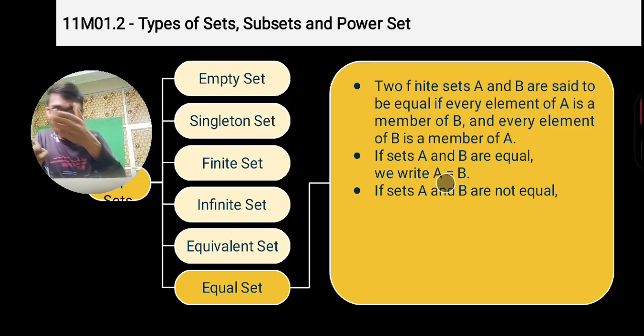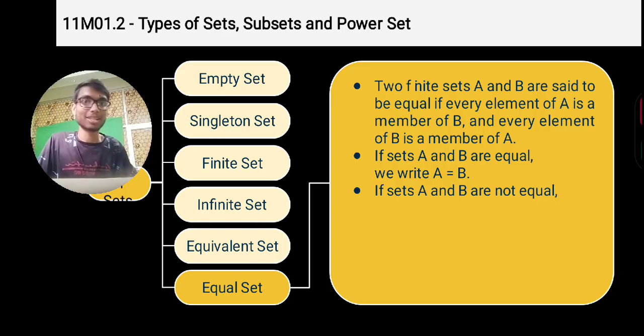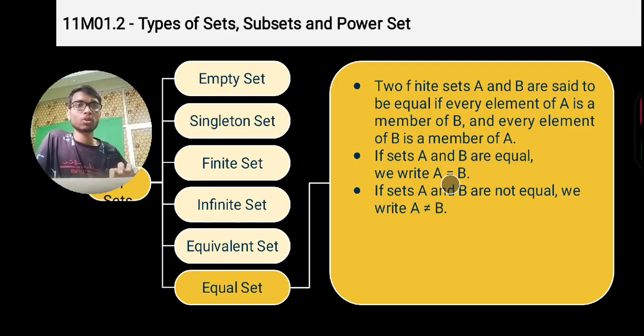Here we are saying that elements in a set are not the same as in the other set. This is what we are saying by applying a slash on this equal sign. We write A is not equal to B.